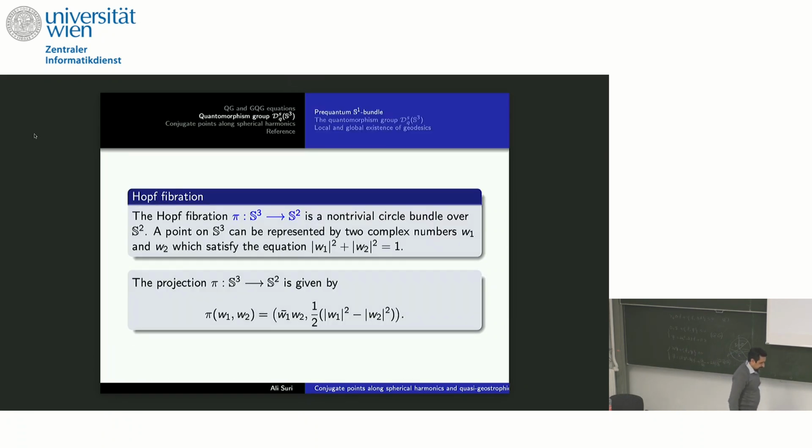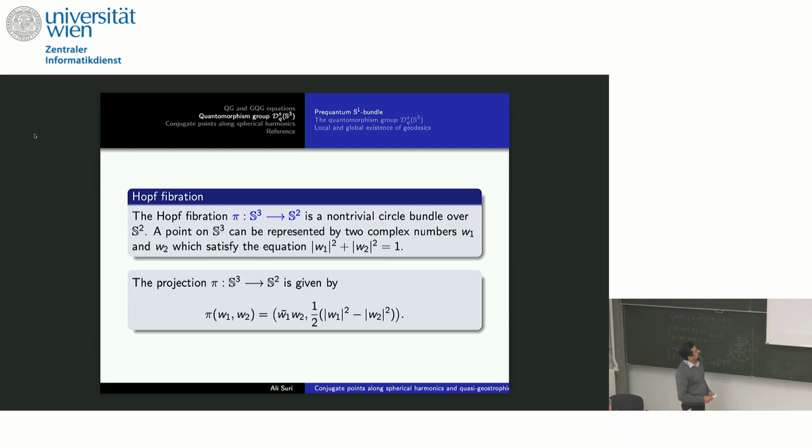Let us start with the pre-quantum bundle that Cornelia introduced last week. On this pre-quantum bundle, we consider two different weak metrics, that I will introduce, and they present different dynamics. The pre-quantum bundle is the Hopf fibration from S3 to S2, which is a non-trivial circle bundle.